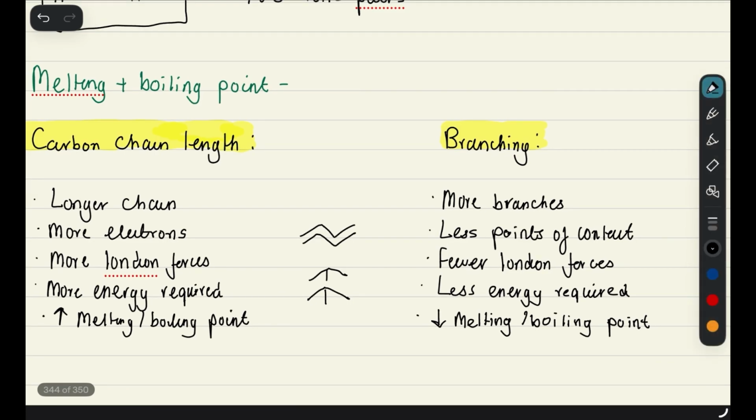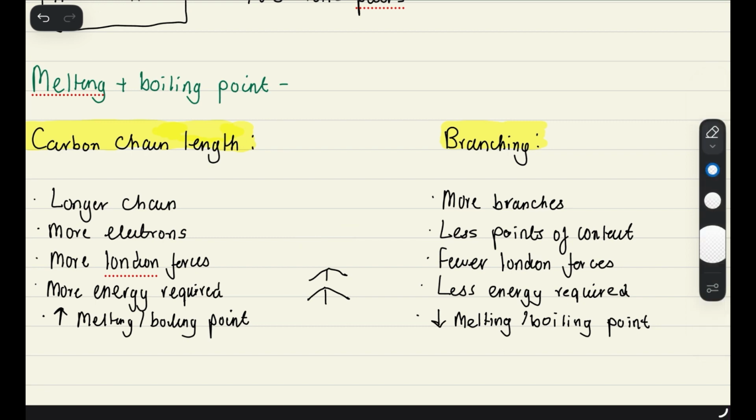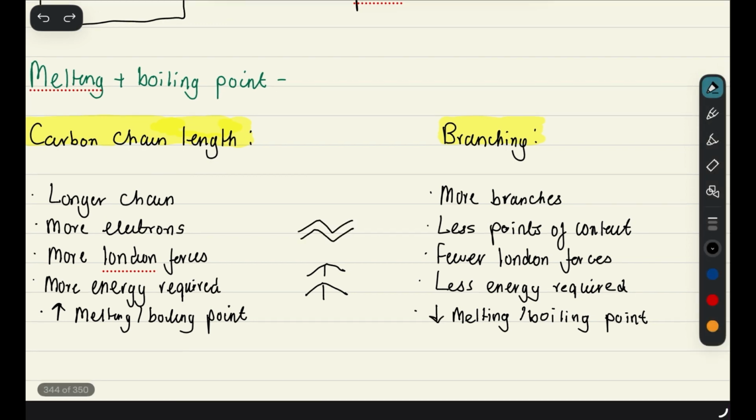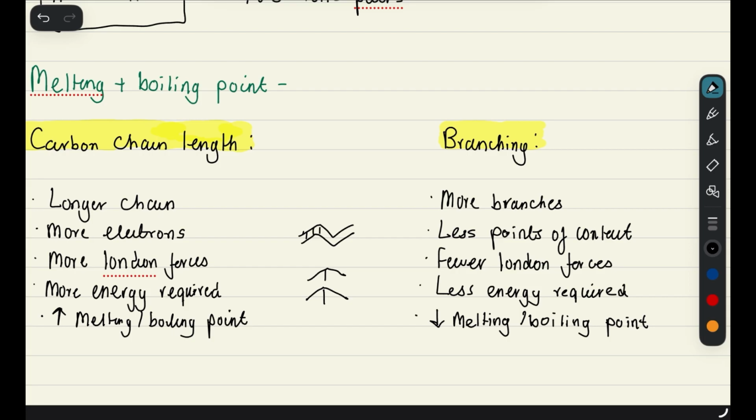So with branching, if you have more branches, there are fewer points of contact. You can see here very nicely, bam, bam, bam, points of contact. However, here, there are few and far between. So fewer points of contact, fewer London forces, less energy is required to break said London forces, hence the melting and boiling point decreases. Make sure that you are very, very comfortable with those explanations when it comes to the exam.